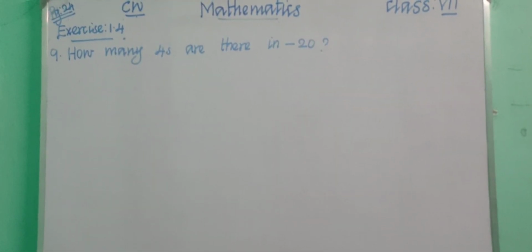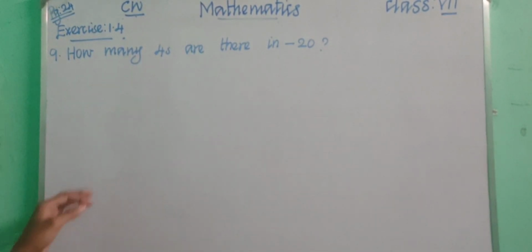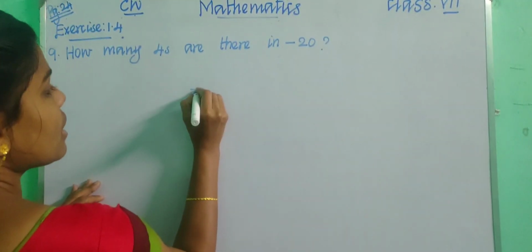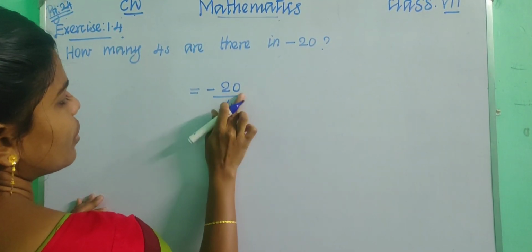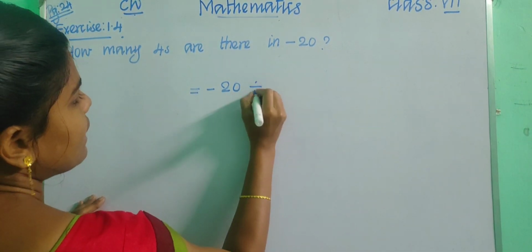Okay children, let us see exercise 9, the 9th sum. How many 4s are there in minus 20? So how will you find how many 4s are there in minus 20? Simply we can divide and find, right? So simply we can divide minus 20 divided by 4.